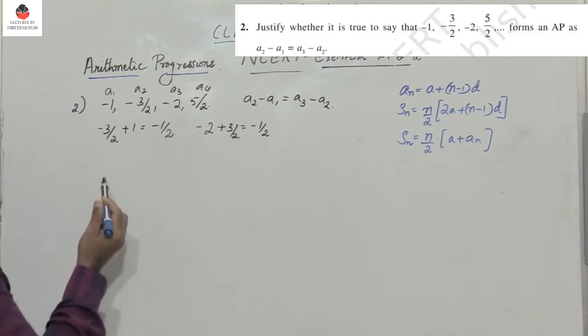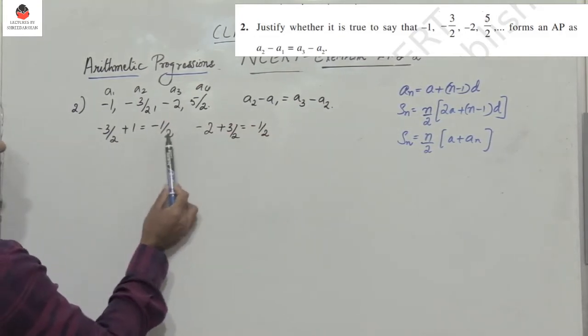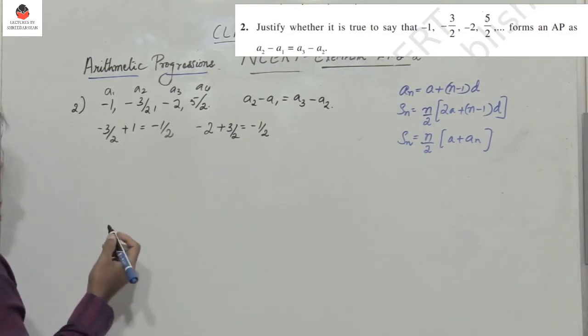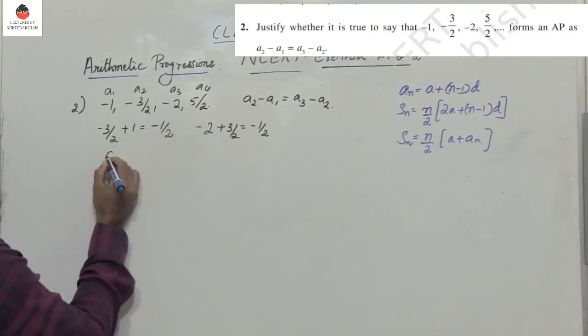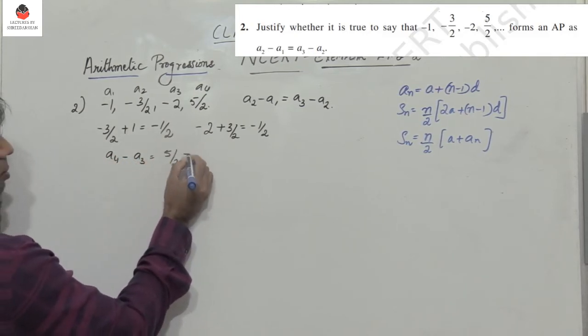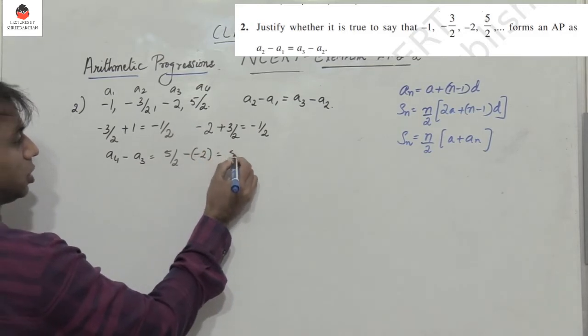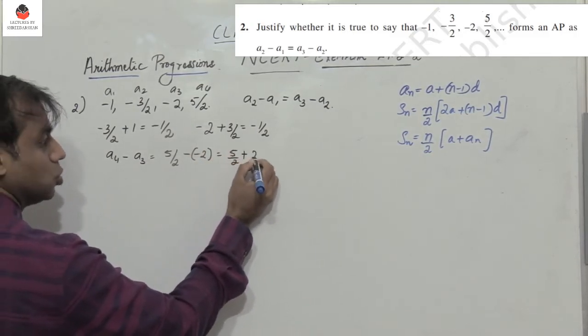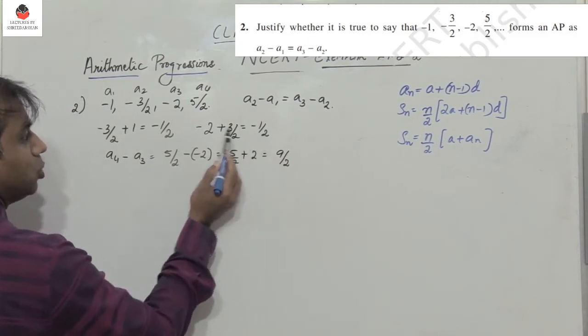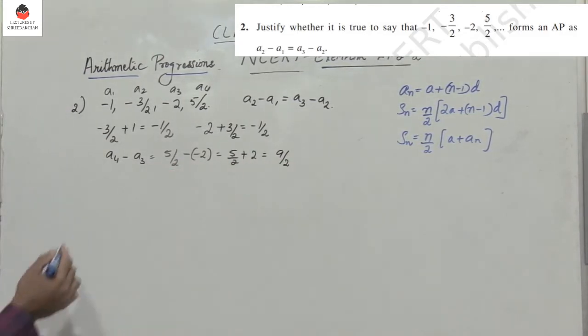So here we find that these two, of course, are the same. It is minus half here, the common difference is the same. But now let me consider A4 minus A3, which is 5 by 2 minus of minus 2. So you get 5 by 2 plus 2, which gives me 9 by 2. Of course, 9 by 2 is not the same as minus half. So this sequence is not an arithmetic progression.